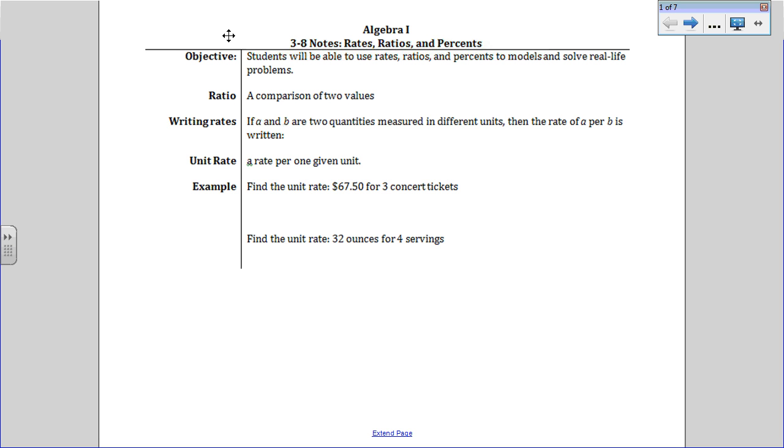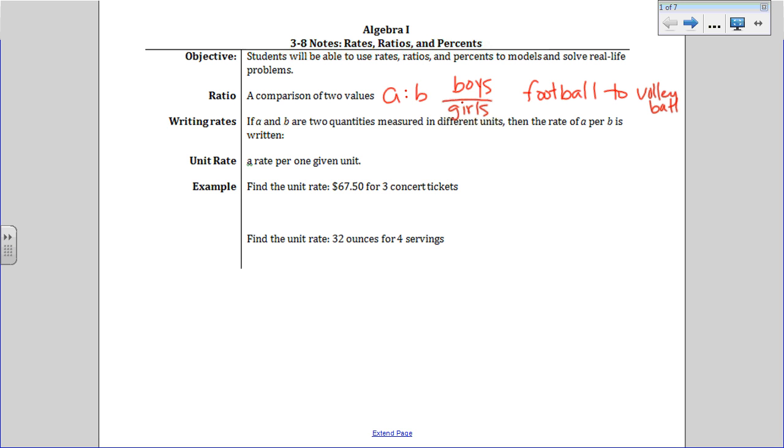So we can compare A to B, and so we'll see ratios written this way. We can compare boys to girls, and we can see it written that way. And we can compare football players to volleyball players. So there's three different ways we can write our ratios.